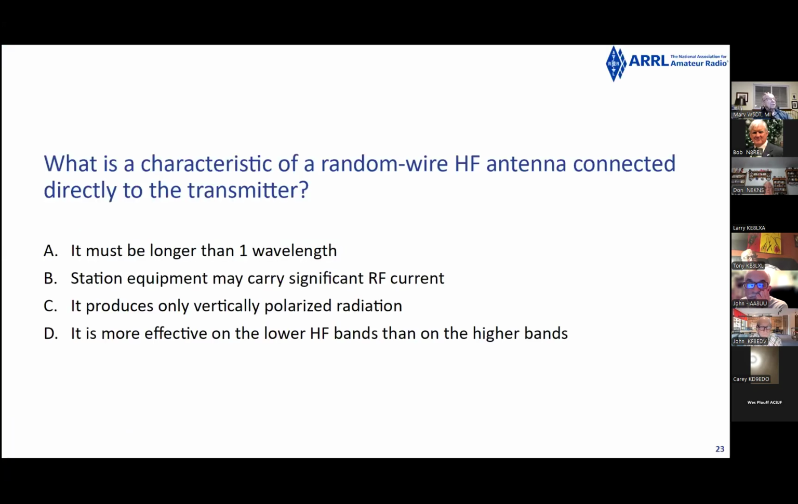What is the characteristic of a random wire HF antenna connected directly to the transmitter? It must be longer than one wavelength. Station equipment may carry significant RF current. It produces only vertically polarized radiation. It is more effective on the lower HF bands than on the higher bands.